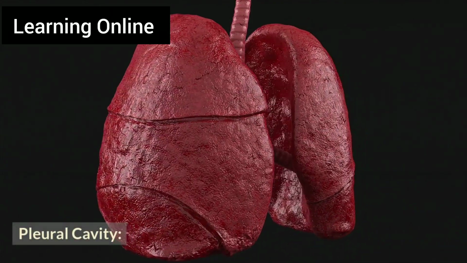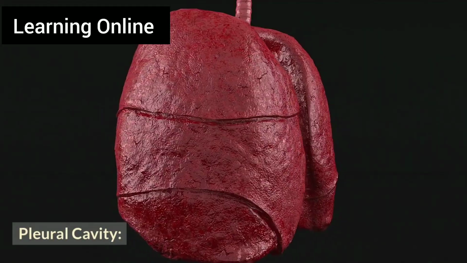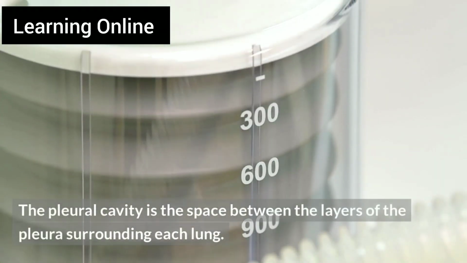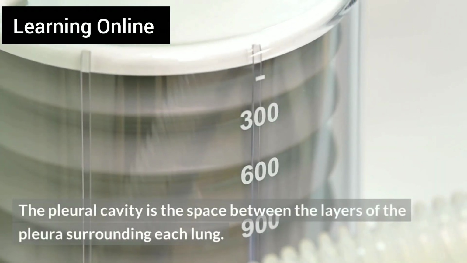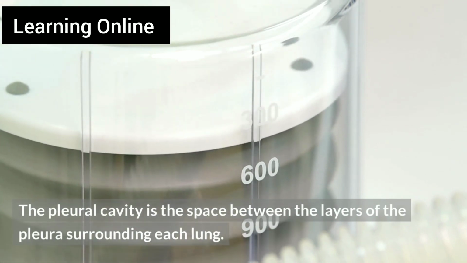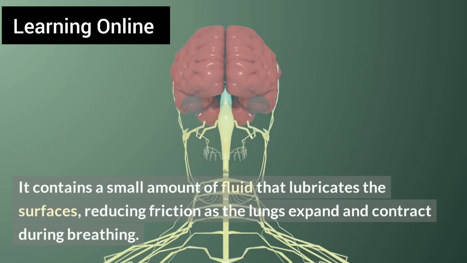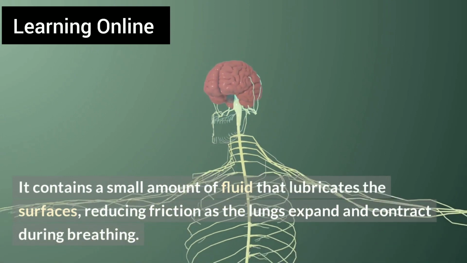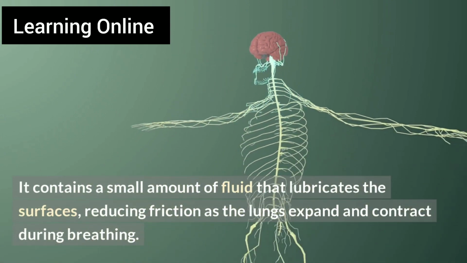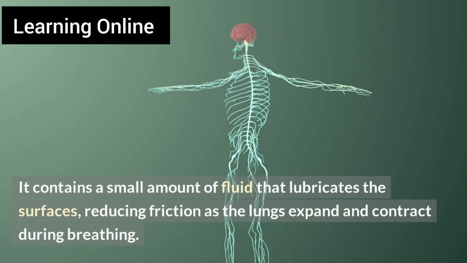Pleural cavity. The pleural cavity is the space between the layers of the pleura surrounding each lung. It contains a small amount of fluid that lubricates the surfaces, reducing friction as the lungs expand and contract during breathing.